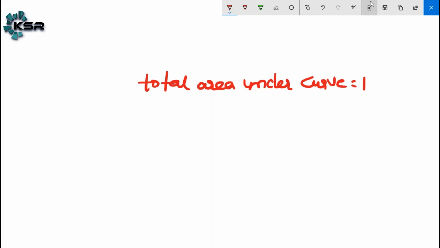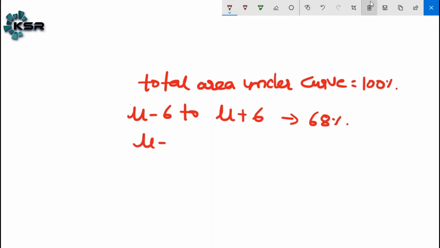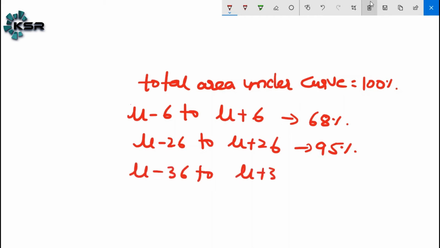Okay. Here, the total area under the curve will be 100%. Mu minus sigma to mu plus sigma, the range will be 68% of the total population. Mu minus 2 sigma to mu plus 2 sigma, the range will be 95%. Mu minus 3 sigma to mu plus 3 sigma, the range will be 99.7% of the total data.